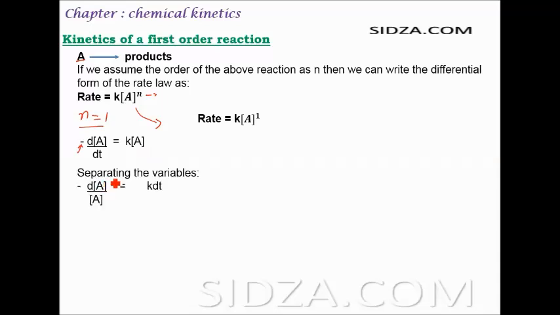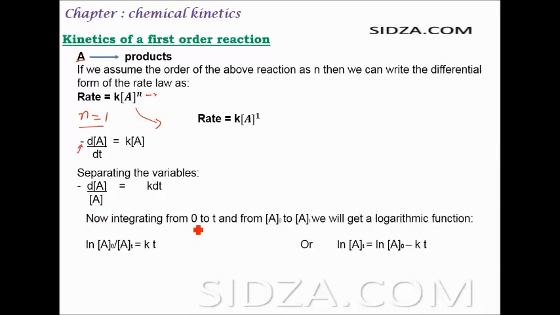And if we separate the variables here, if we take the concentration terms to the same side, you get k dt, and then let's integrate it between the two limits, from 0 to time t. So the initial concentration is A naught, and after time t the concentration left is At.